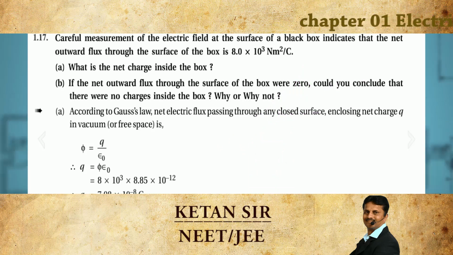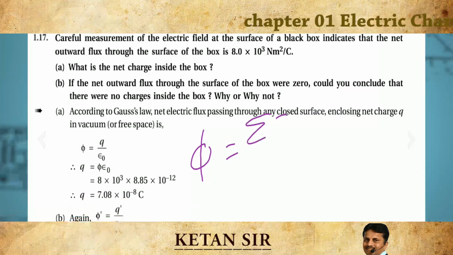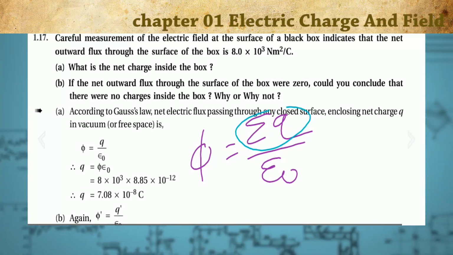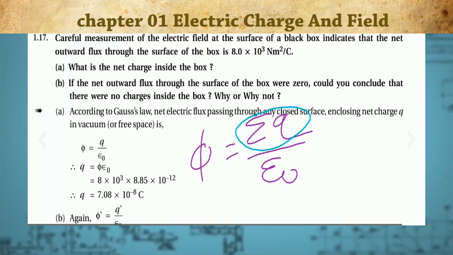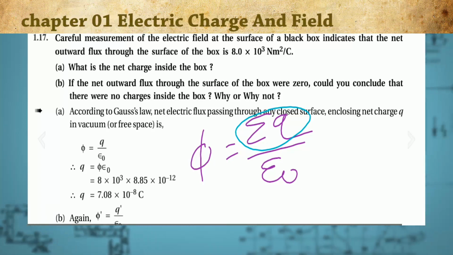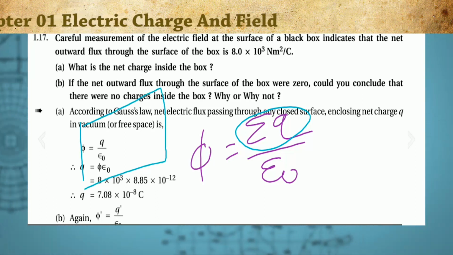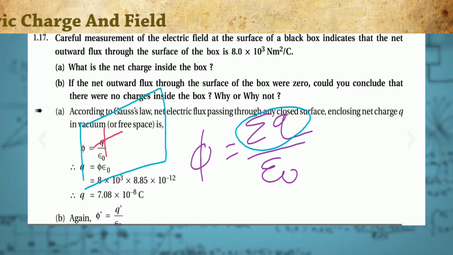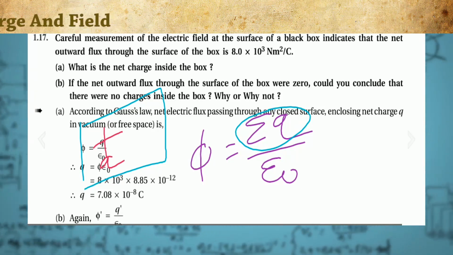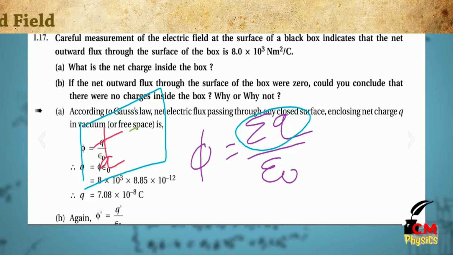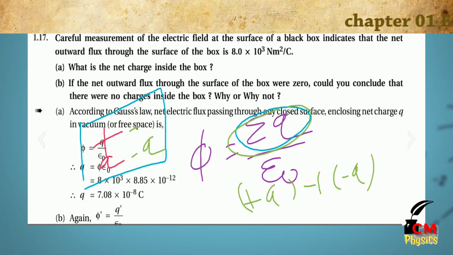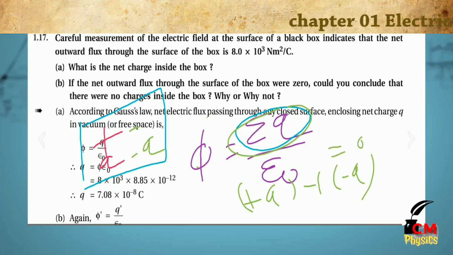So phi is equal to sigma q by epsilon 0. What is sigma q? Sigma q is the net charge inside the Gaussian surface. Suppose within a Gaussian surface I place one positive charge plus q, and a second charge minus q, then sigma q is plus q plus minus q. It becomes 0, then flux is also 0.